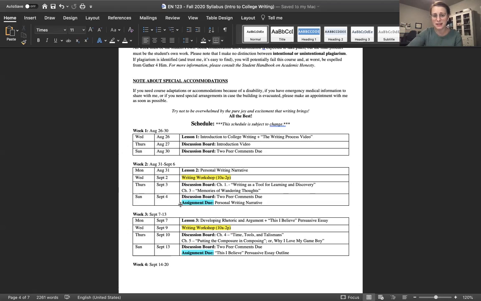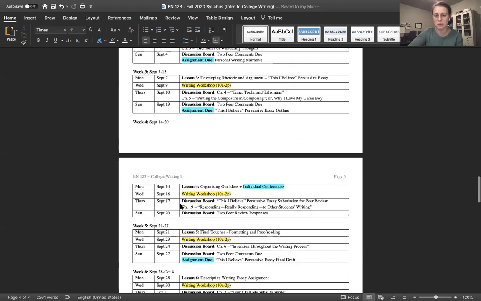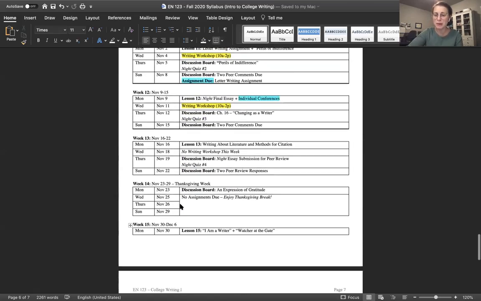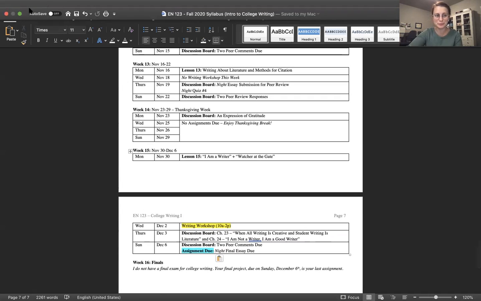So this schedule is subject to change, but it just gives you an idea of what we're going to be working on each week. If you have any questions about that, please let me know. I'm really looking forward to going through this with you. I know it's a very brief overview of our syllabus, but I know you'll have opportunities to look at it and review it.